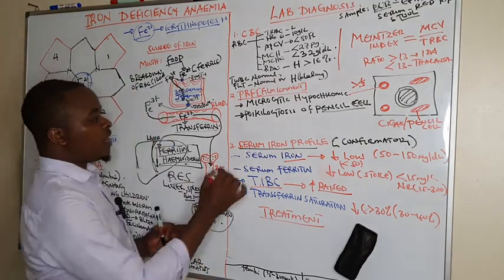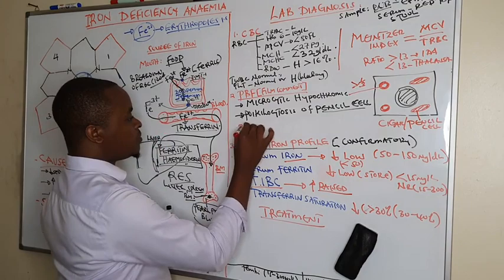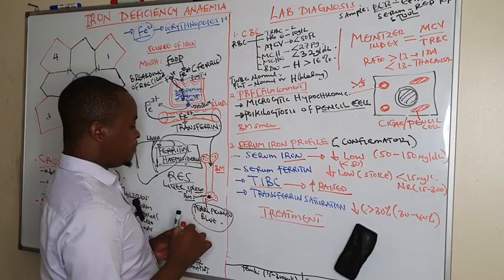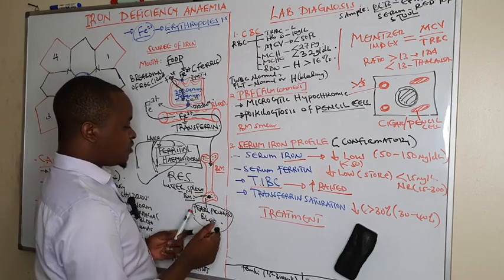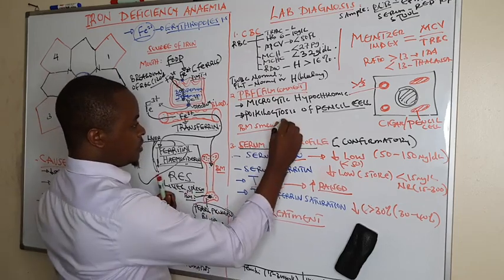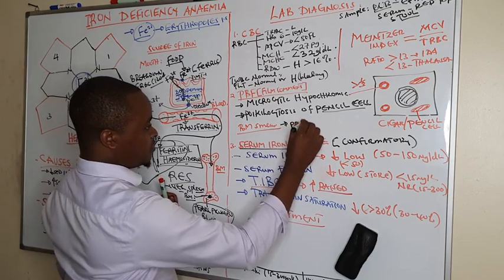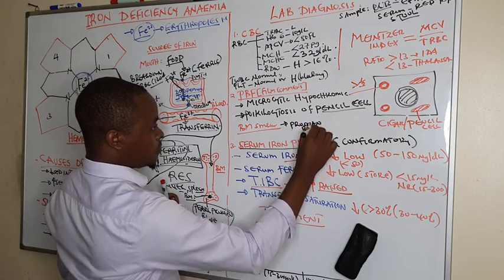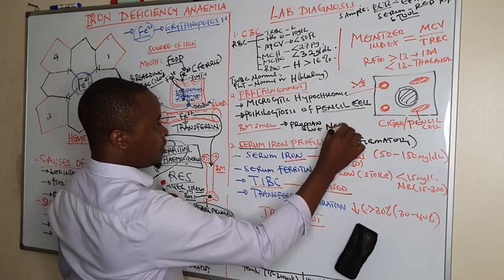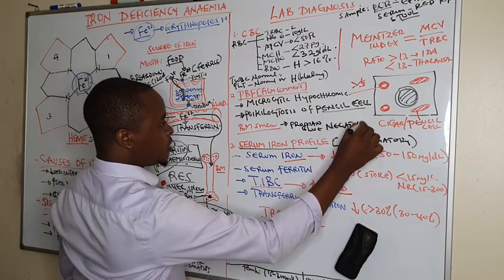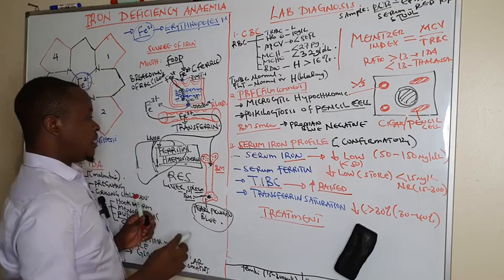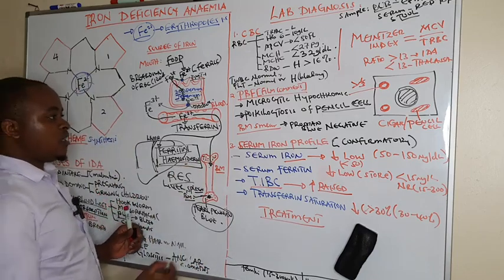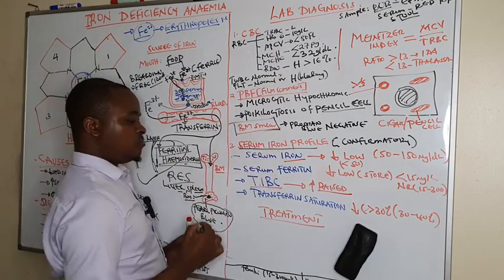Or you can even go ahead and also do bone marrow smear. When you do bone marrow smear and you stain it with Perls Prussian blue, it is Prussian blue negative, meaning also there is no hemosiderin in the bone marrow. So the storage is depleted. So even you can do bone marrow smear.